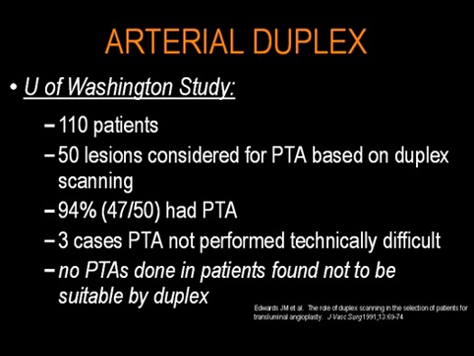This study from the University of Washington looked at 110 patients in whom they identified 50 lesions that they thought were amenable to percutaneous transluminal angioplasty based on the duplex scan results. In 47 of 50 of those lesions, or 94%, the patients in fact went on to get a percutaneous transluminal angioplasty. There were 3 cases where PTA was not performed because the procedure was thought to be technically difficult. The take-home message in this study, however, is that there were no percutaneous transluminal angioplasties done in patients found not to be suitable by the duplex scan. In other words, the results of the duplex scan did not exclude any patients from receiving treatment.